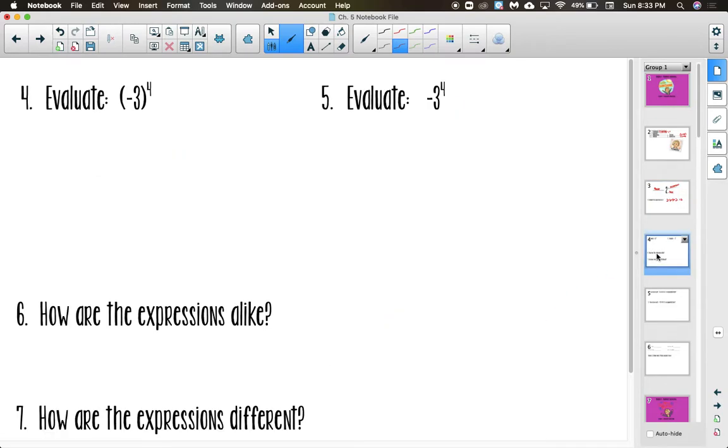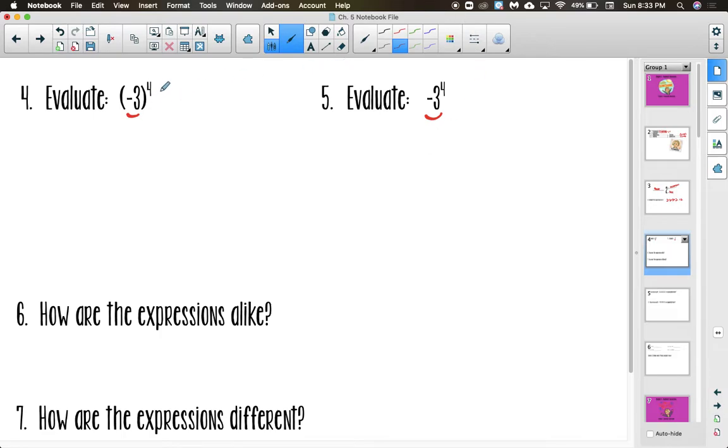Okay. Number 4, this is something new. So this is the part of our video that's actually a little bit new. In this case, we're going to evaluate negative 3 to the 4th power when the negative 3 is in parentheses and when the negative 3 is not in parentheses. And there's a huge difference between these two expressions, and we actually get 2 different answers.